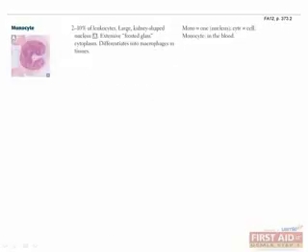The name monocyte comes from the roots mono, meaning one, which refers to the unilobular nucleus, and cyte, meaning cell. They are of myeloid lineage and make up 2 to 10% of leukocytes. When monocytes leave the bloodstream and enter the tissues, they differentiate into macrophages and dendritic cells.